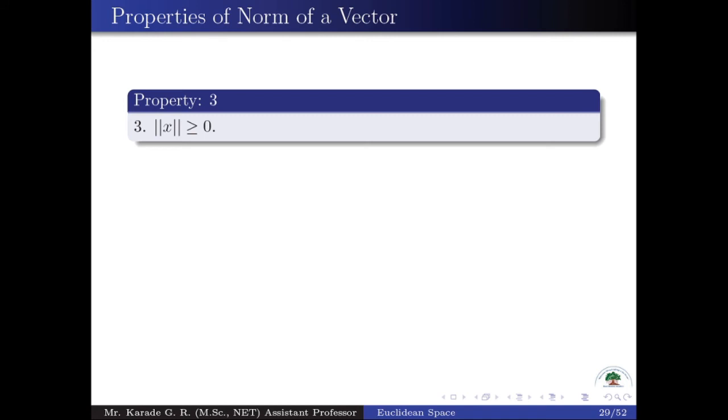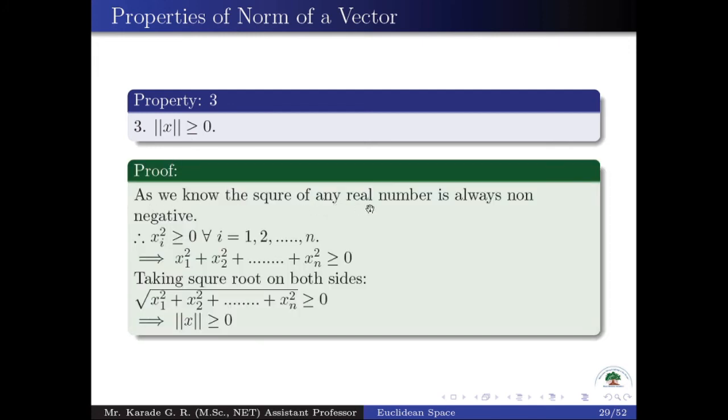Now consider third property, norm of x is greater or equal 0, or geometrically we can say that norm of any vector is non-negative, or we can say that norm of any vector is 0 or greater than 0, or length of any vector is 0 or greater than 0. So let us prove this property. As we know that square of any real number is always non-negative. Therefore xi square is greater or equal 0 for all i equal to 1 to n. So this implies x1 square plus x2 square plus dot dot dot plus xn square is also non-negative, and if we take a square root on both sides, then square root of x1 square plus x2 square plus dot dot dot plus xn square is greater or equal 0, and this implies norm of vector x is greater or equal 0. Thus we have proved this third property also.